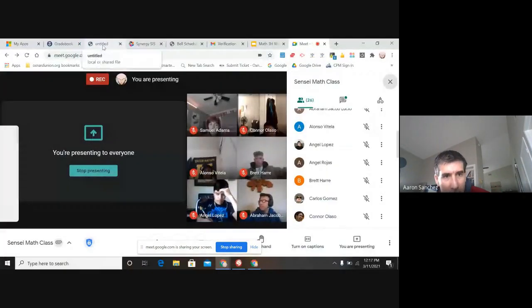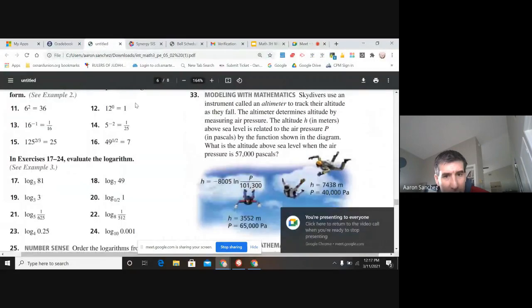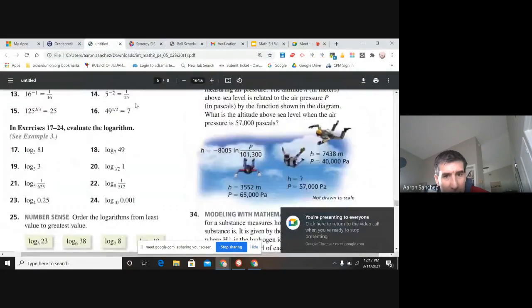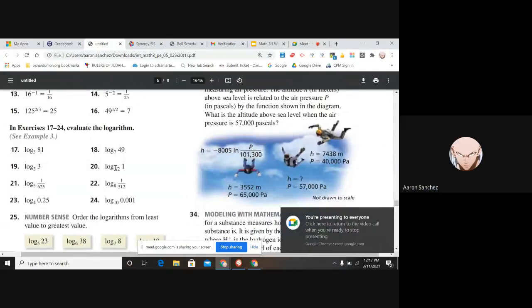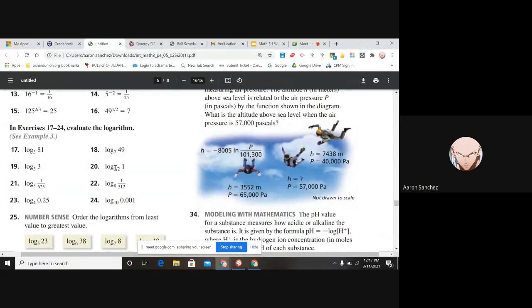Every other odd. Well, I'll do 20. I'll help you with 23 too, because we got a decimal there. Log base 4 of 0.25. What does that equal? Put a question mark.